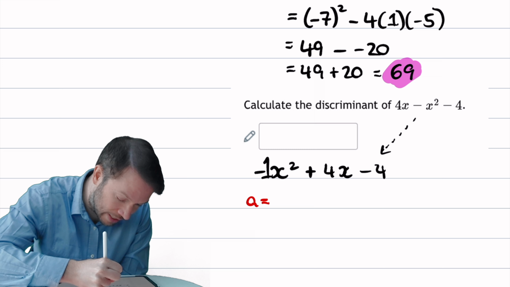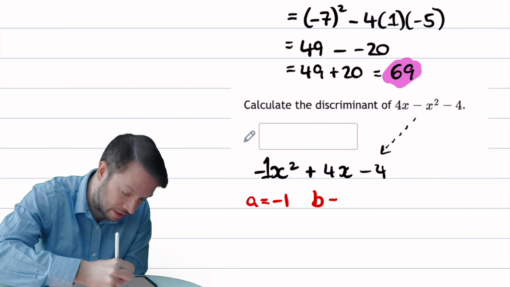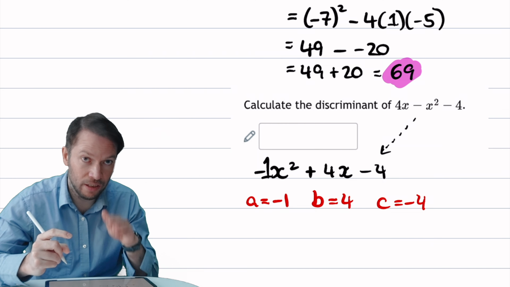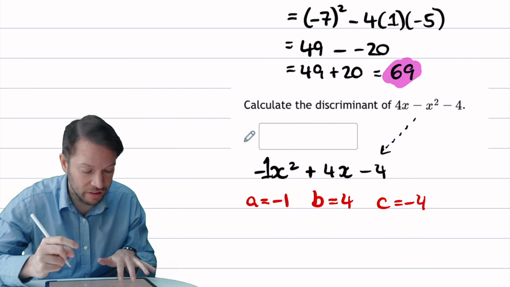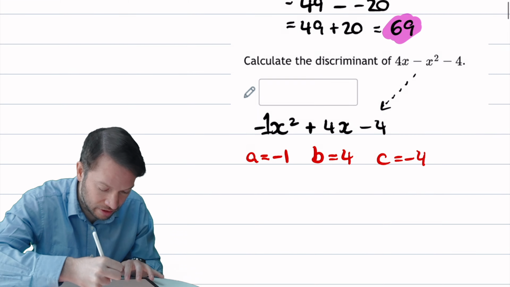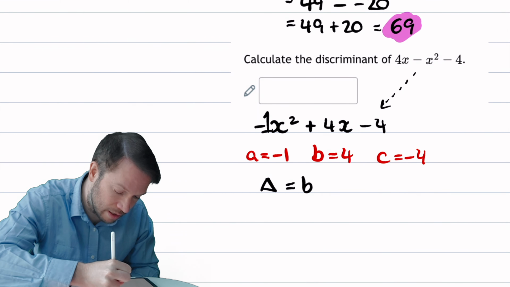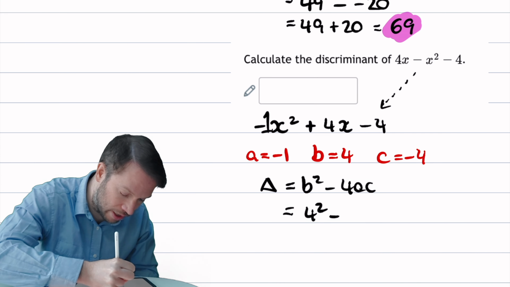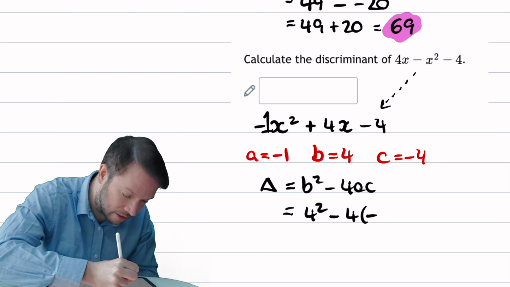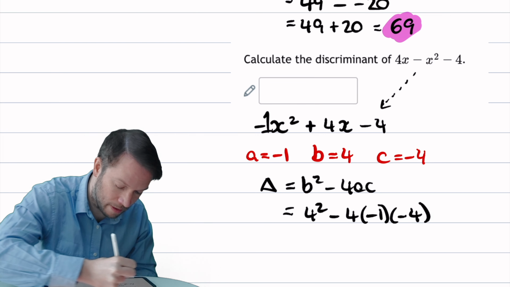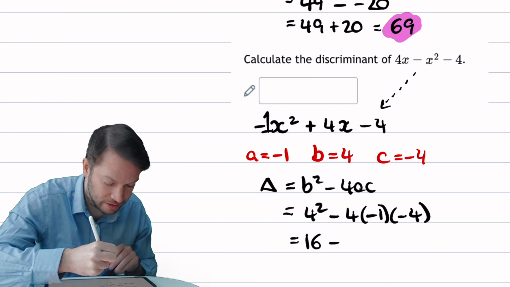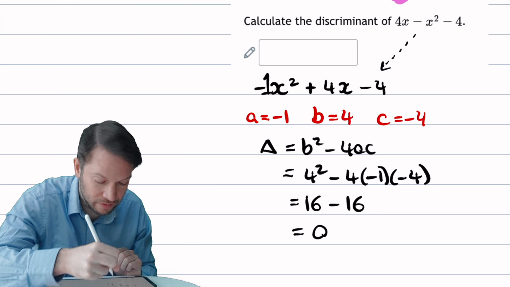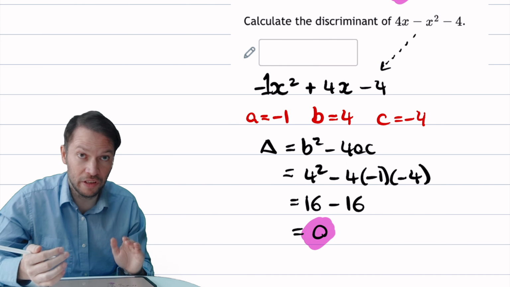So a is negative 1, the coefficient of x squared. b is the 4, and c is the minus 4. And I always recommend writing out a equals, b equals, c equals before you substitute into the discriminant. So then the discriminant is b squared minus 4ac. That is equal to 4 squared minus 4 times a times by minus 4. So that's 16 subtract, and that's going to be 16. And that just gives you 0. And again, in later videos, we'll see the significance of a discriminant being 0.